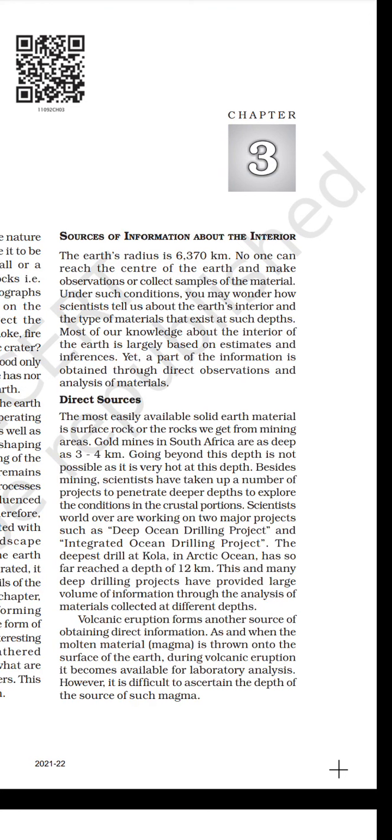Direct sources. The most easily available solid earth material is surface rock, or the rocks we get from mining areas. Gold mines in South Africa are as deep as 3 to 4 kilometers. Going beyond this depth is not possible as it is very hot at this depth.